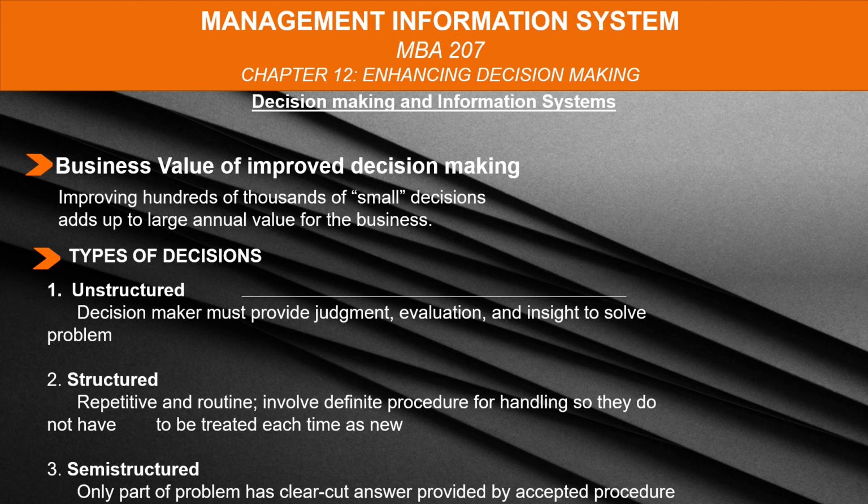Chapter 12 of Management Information Systems focuses on how information technology can enhance decision-making processes in an organization. This chapter covers values, concepts, and tools that managers can use to make better decisions. First, the business value of improved decision making.